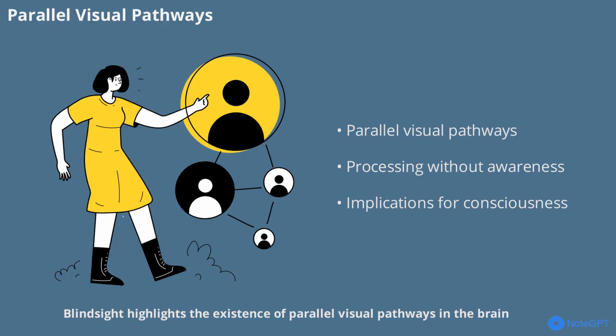Blindsight highlights the existence of parallel visual pathways in the brain. Even when the primary visual cortex is damaged, other pathways can still process visual information without reaching conscious awareness. This finding has profound implications for our understanding of how the brain supports perception and consciousness.